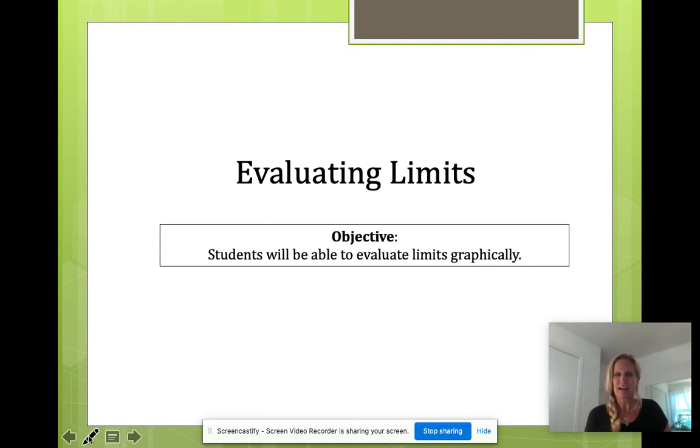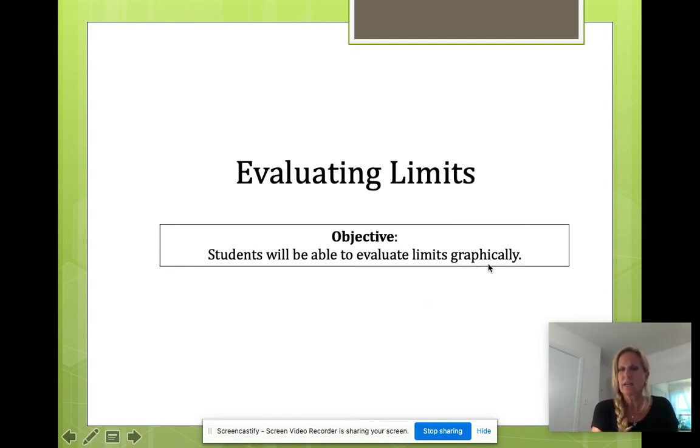Okay, so today's content video is on evaluating limits. Now, I touched a little bit on limits before when we were investigating the end behavior. I prompted you to use limit language, and I told you not to worry, that we would formalize that a little bit more, and that's what this lesson is about.